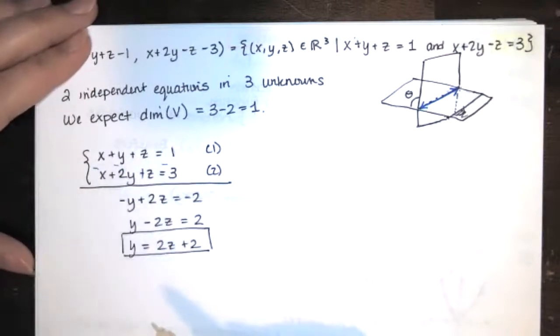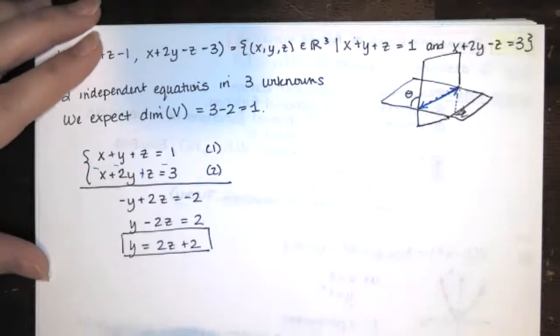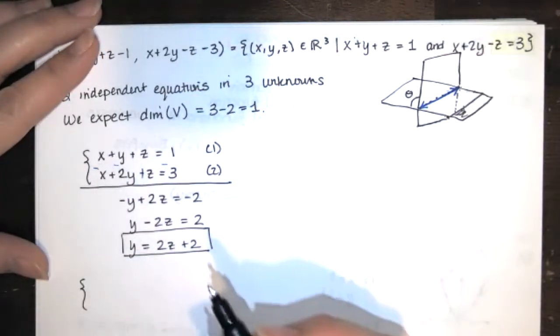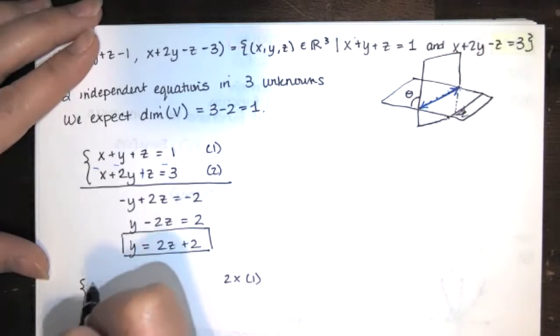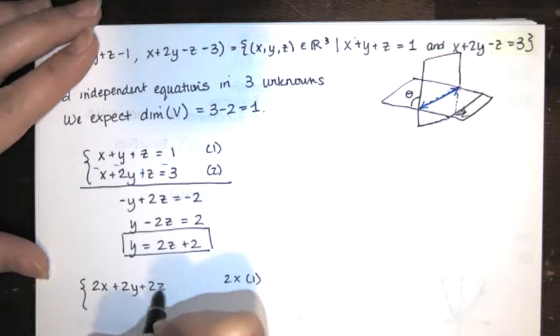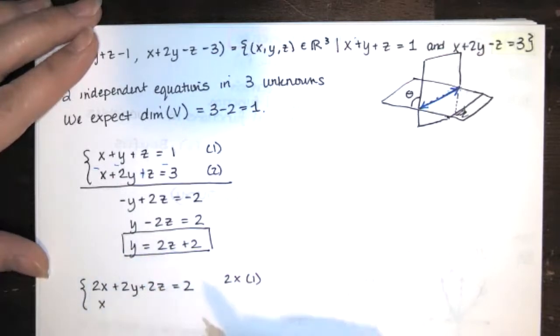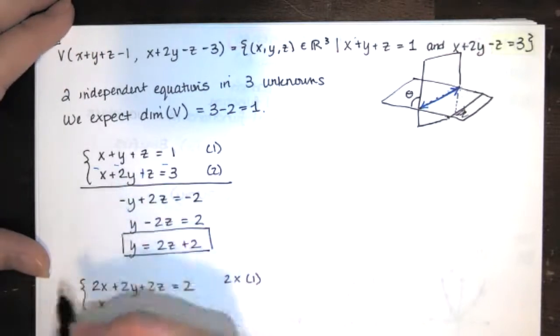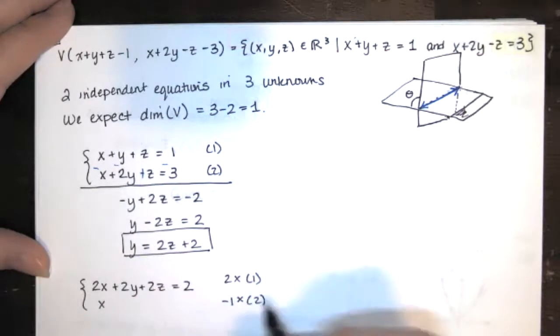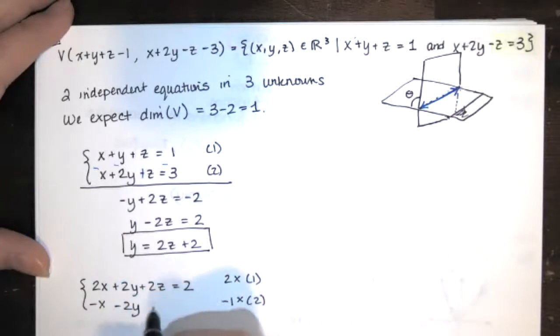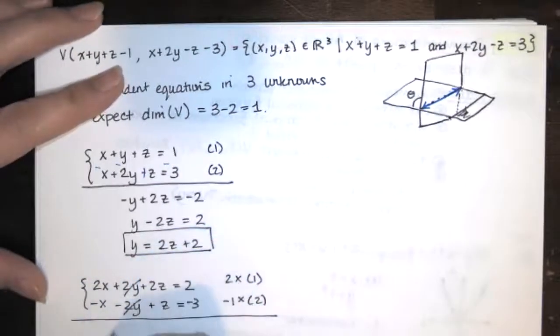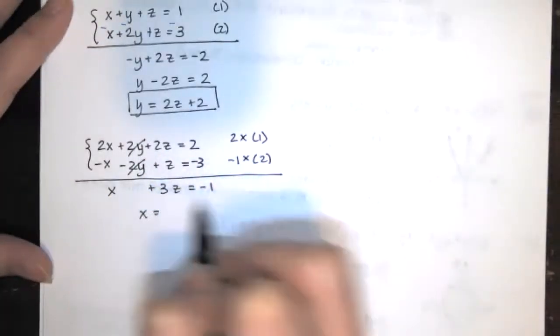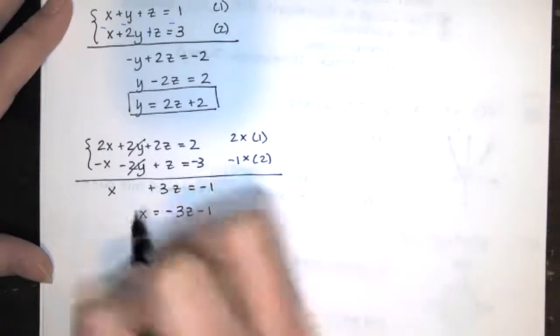If I want, I could also take this system of equations and try to get x in terms of z by eliminating y. To do that, I think I'll take the first equation and multiply it by 2. So I'll have 2x plus 2y plus 2z equals 2. And actually, let's use the -1 times the second equation here. Negative x minus 2y plus z equals -3. Then when we add these together, the y's cancel and we just have x plus 3z equals -1. And we can easily solve that for x in terms of z. And we have this.